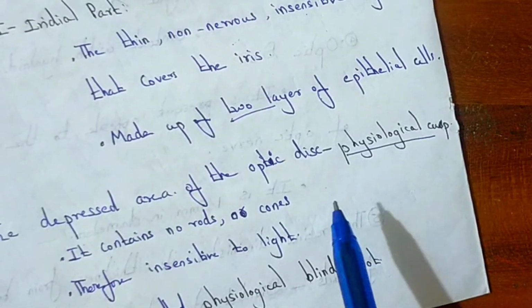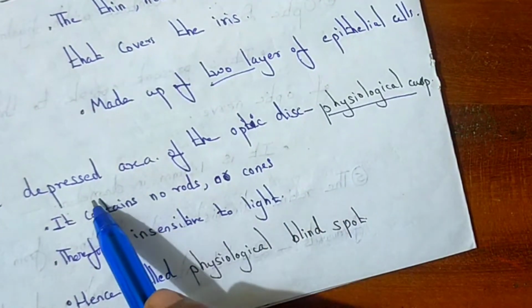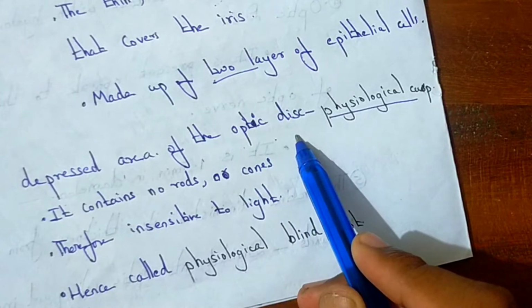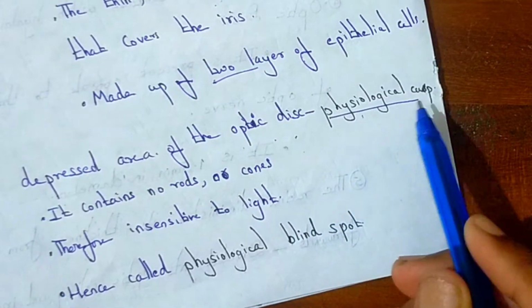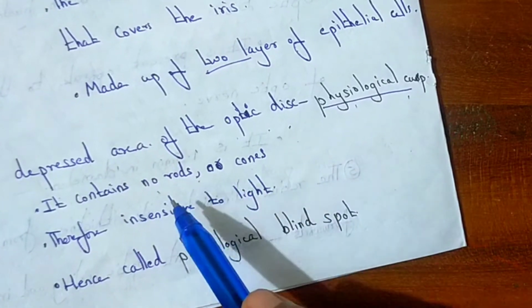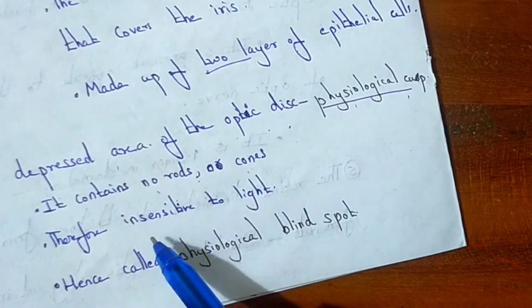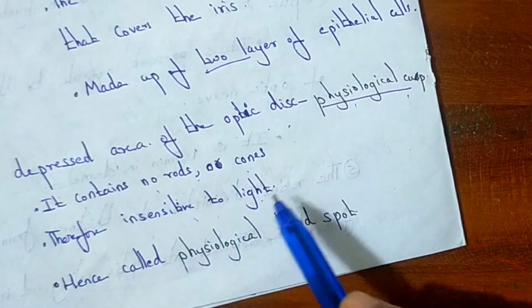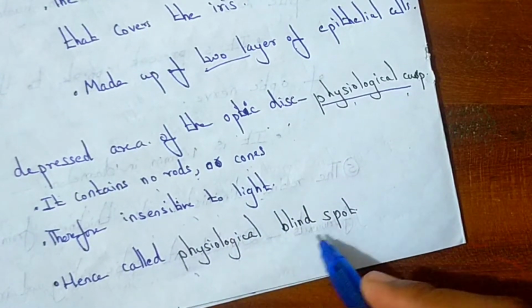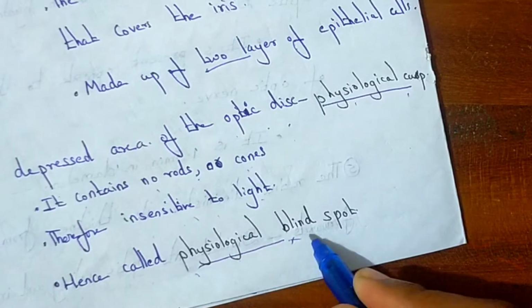Okay. Next, the depressed area of the optic disc is called the physiological cup. It contains no rods, no cones. Therefore, it is insensitive to light. As there are no cones and rods, it is insensitive to light, hence called the physiological blind spot.